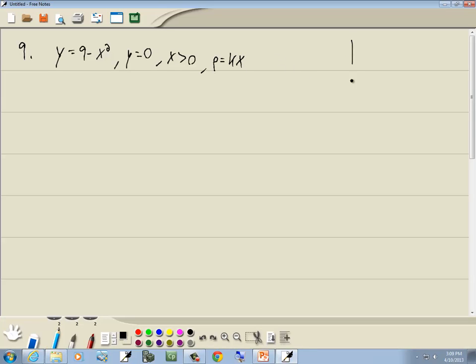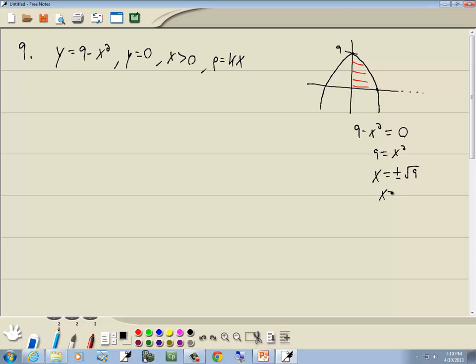Now if I look at the graph of this, 9 minus x squared, it comes up here, 9, comes down like this. And we have y equal to 0 here, and then x greater than 0. So it'd be this piece right here. This is our region of integration. Now to figure out what your x is, you want to find the intersection of 9 minus x squared and y equal to 0. So we get 9 equal to x squared, x equal to plus or minus the square root of 9, or x equal to plus or minus 3.